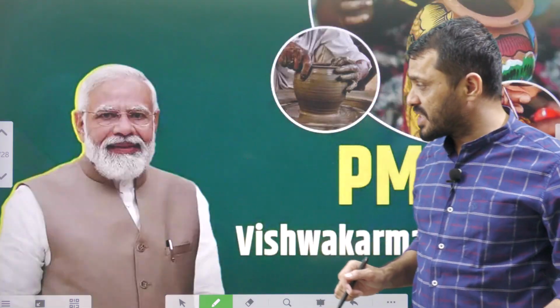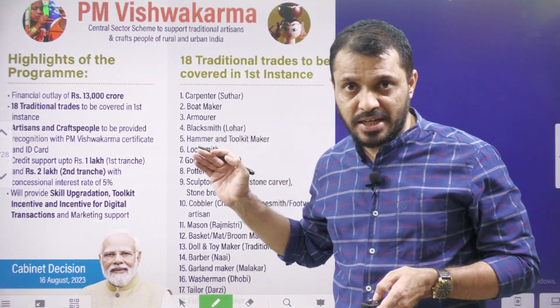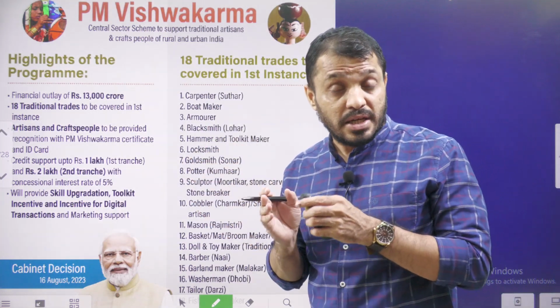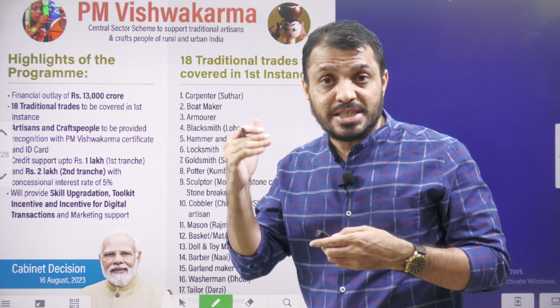Now let's see the first topic, PM Vishwakarma Yojana. First we have to understand what this PM Vishwakarma Yojana is. It is about encouraging the artisans by giving collateral free loans of 1 lakh rupees. In the second round they will be provided a subsidized interest loan. Under this, around 18 different categories of artisans have been identified, and the artisans will be linked with the domestic market as well as the global market.